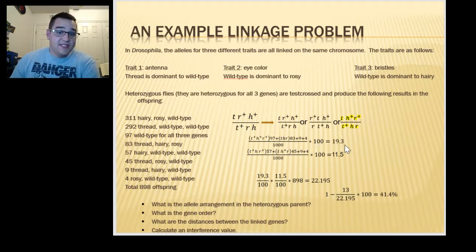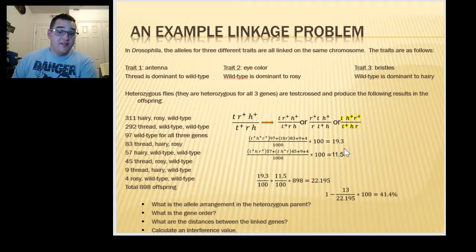And this will give you your distance between threaded and hairy, and then you do it for the other one too, and so you end up with the other ones here, 57 and 47 here and here, and then 9 plus 4, and you end up with 11.5.